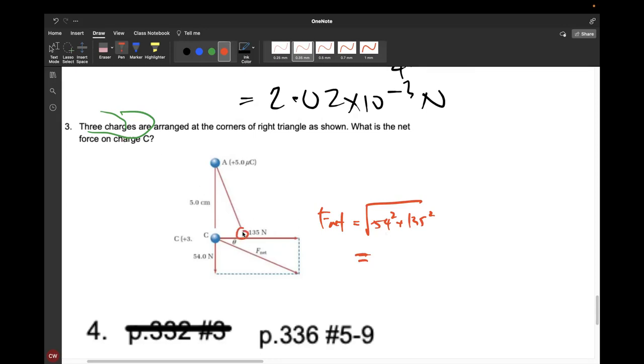Third charge be here. So this is a force due to B on C. 1, 4, 5.4. That's all. Not enough information. You can only do this much.